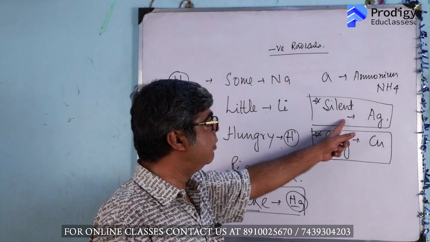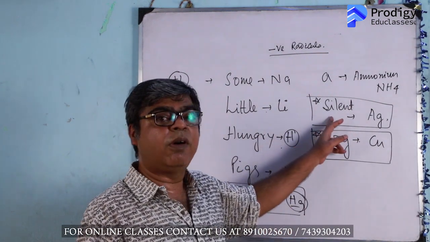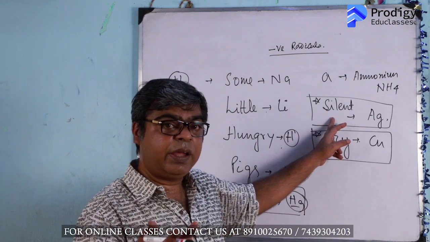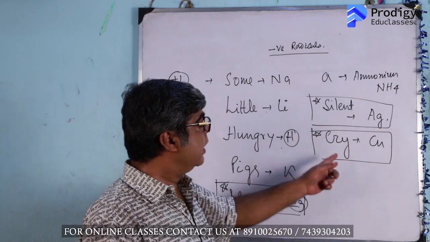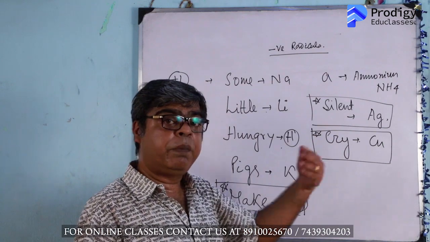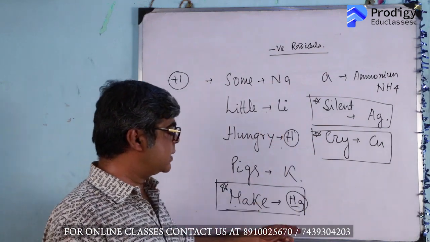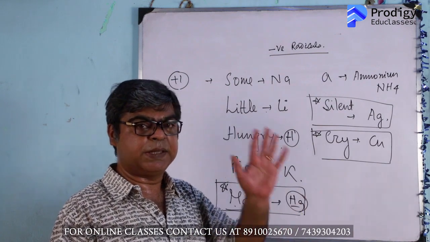Remember, one is silver, one is the lowest state. So silver, it's called argentus. Then argentic is what? Ag 2+. Cuprous, Cu+. Cupric, Cu 2 plus, and mercurous Hg plus. Mercuric means Hg 2 plus.